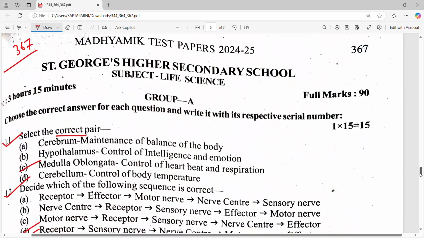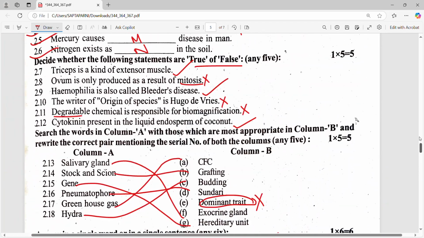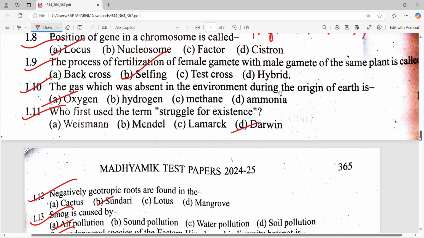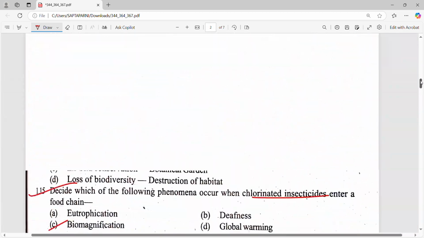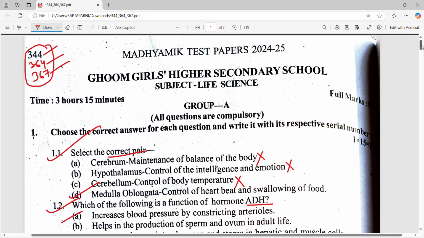One more question from page numbers 361, 364, 344 and 367. All the English questions are answered here.